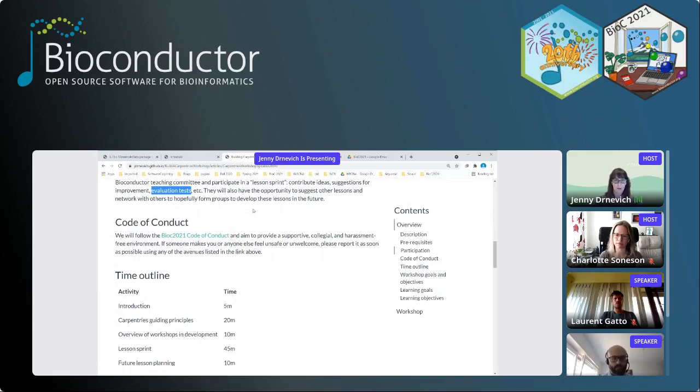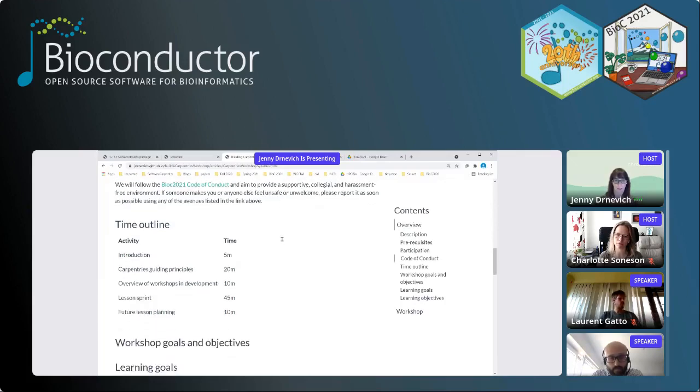A reminder that we're going to follow the code of conduct that's been set up for the conference. It is aimed to provide a supportive, collegial, and harassment-free environment. If there are any issues, please let us know, or go through any of the avenues laid out in the code of conduct.